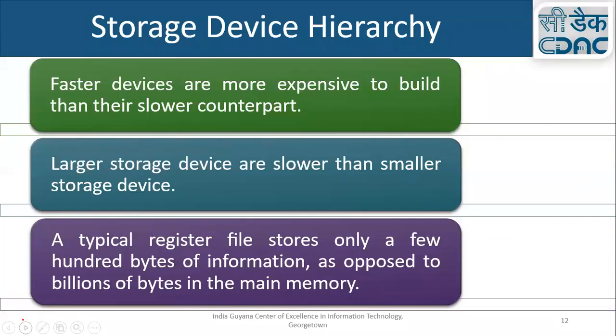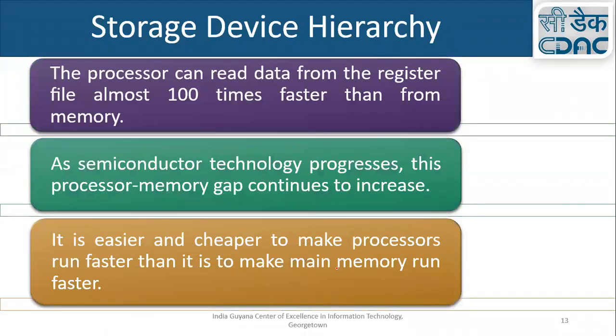Faster devices are more expensive to build than their slower counterparts. Larger storage devices are slower in comparison to the smaller storage devices. A typical register file stores only a few hundred bytes of information, as opposed to billions of bytes in the main memory. So these are the points in the previous question.